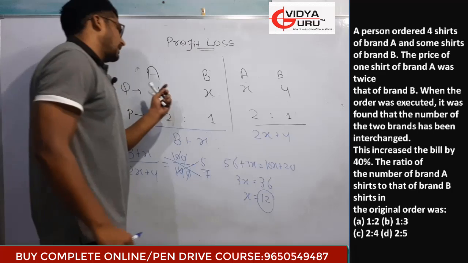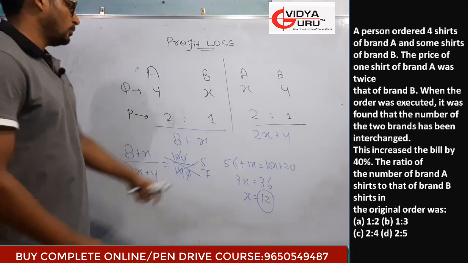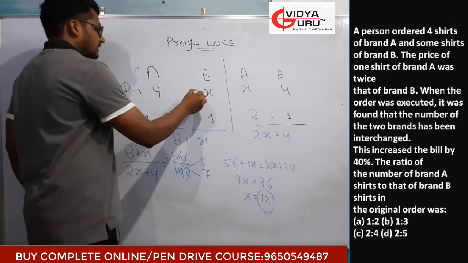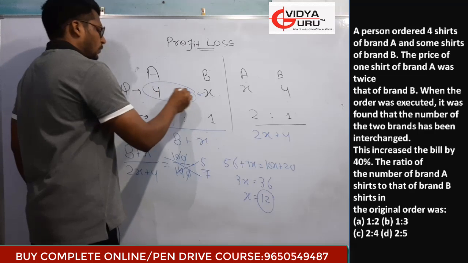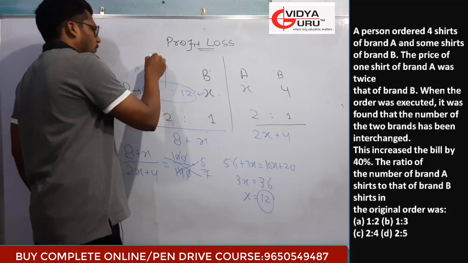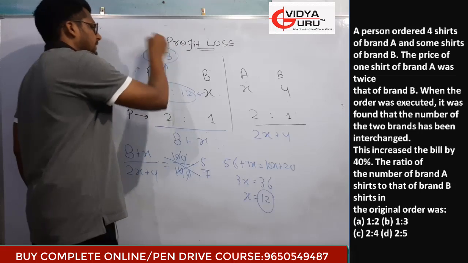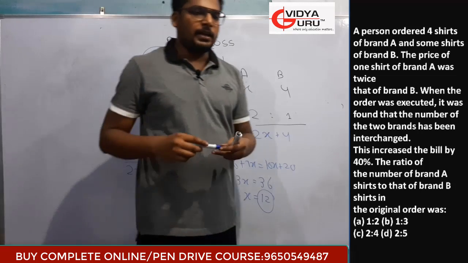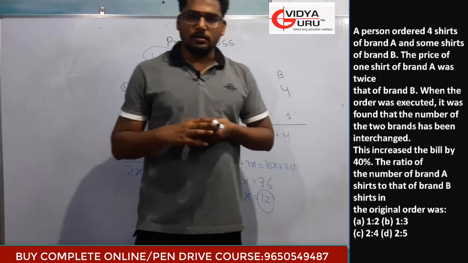The question is asking the ratio of the two brands. This is 4 and this I have calculated, it is 12. What will be the ratio? 1:3. Then option number B is the correct answer.